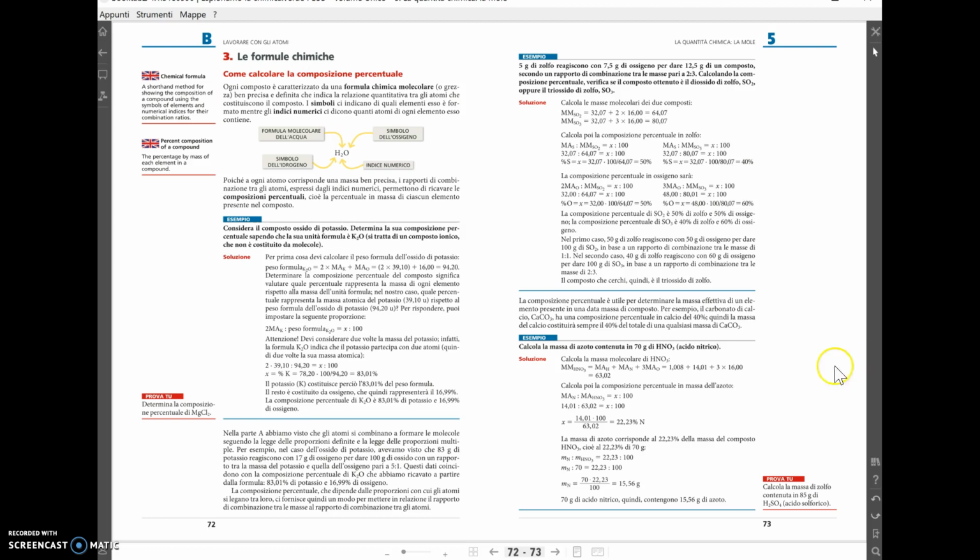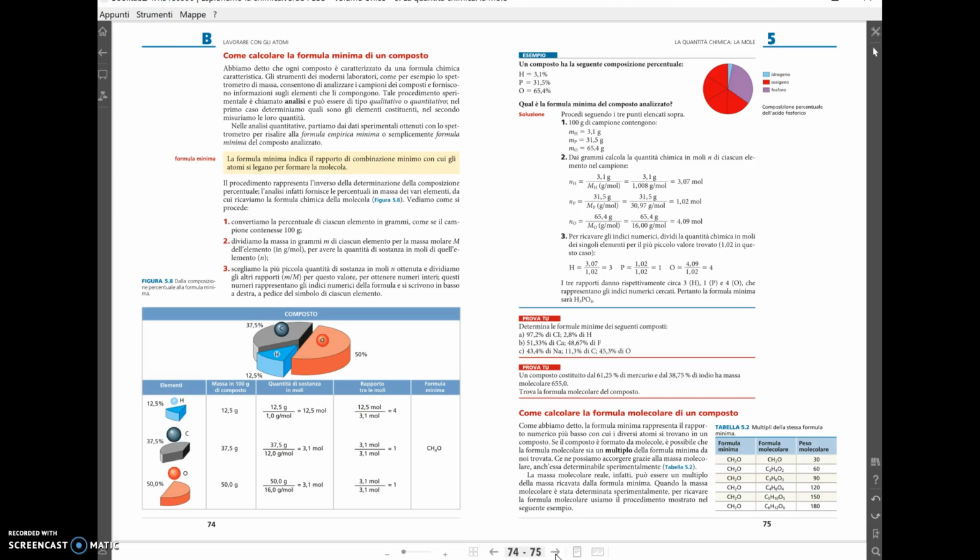This formula describes the minimum combination ratio in which atoms combine to form the molecule. To determine the molecular formula of a compound, it is necessary to measure experimentally its molecular mass. The real molecular mass of a compound may be a multiple of the empirical formula.